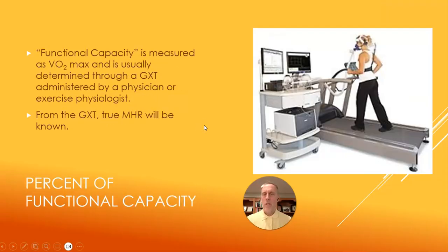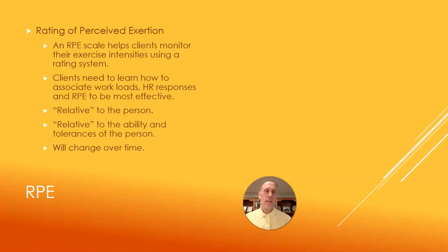Now, functional capacity is measured as VO2 max, and we've talked about it a ton. Oftentimes when we think of obtaining VO2 max, it's determined through a graded exercise test, which is usually administered by a physician or exercise physiologist. And it's from the graded exercise test that we can obtain a true maximal heart rate. Now, as we talked about before, we've extrapolated it from age-predicted maximal heart rate. A graded exercise test will give us that number just through the course of testing.